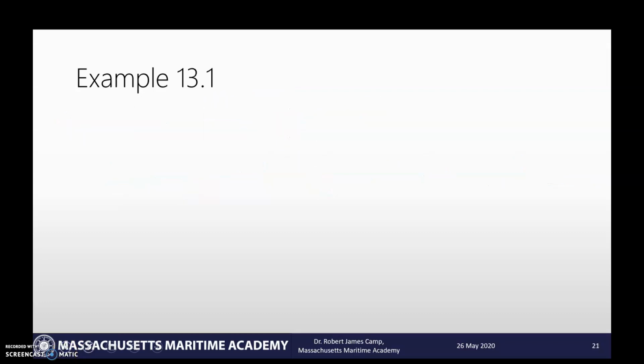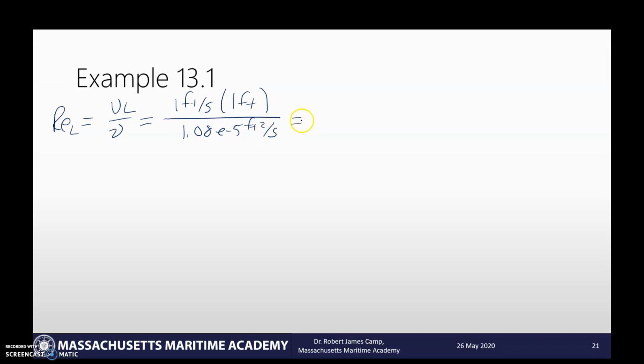Let's take a look at doing this for water now. So Reynolds number based on length is the same thing, UL over nu. So 1 foot per second times 1 foot divided by our kinematic viscosity of water, 1.08 e to the negative 5 foot squared per second. We bash that together. That's 92,600. So now that definitely gets us into territory that's still laminar flow, because remember, we need 10 to the 6 to get turbulent.